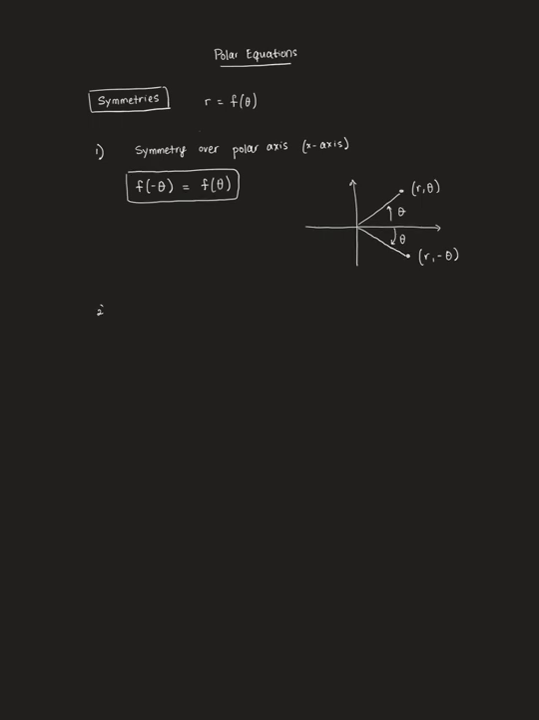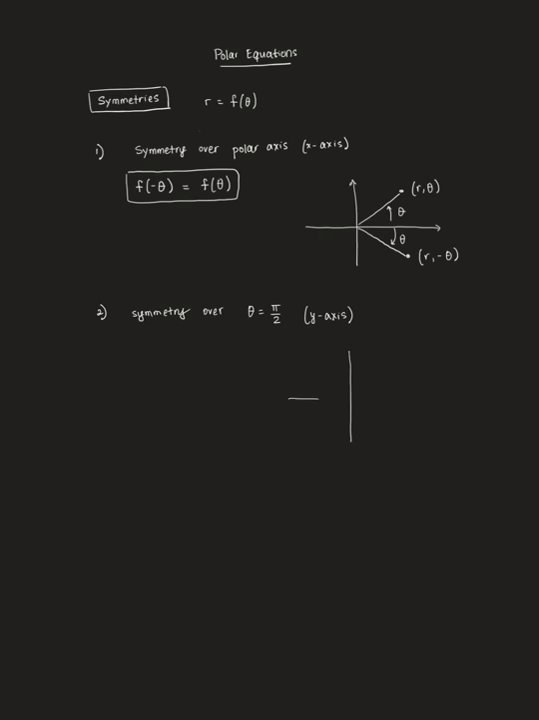The second type of symmetry is over the y-axis in rectangular coordinates. So in polar coordinates, that would be symmetry over the line theta equals pi over 2, because that makes 90 degrees with the x-axis. So that's over the y-axis in rectangular coordinates. So how do we check for that?